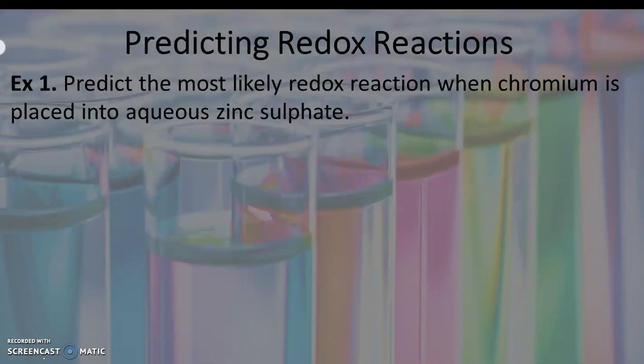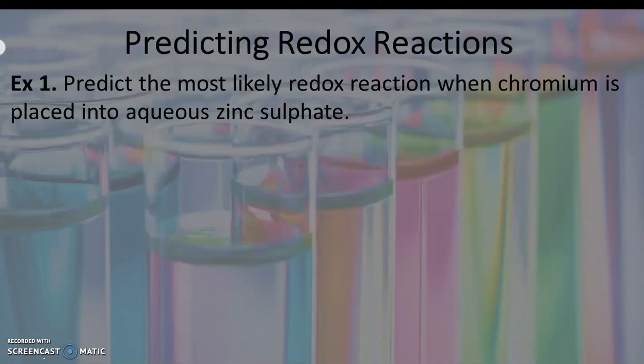So here's the example. Predict the most likely redox reaction when chromium is placed into aqueous zinc sulfate. Before, we were just assuming that chromium and zinc were going to change places in a double replacement reaction, but once we start adding acid and water into here, it's not always the case. So the first thing we need to do is write down every single possible reaction.